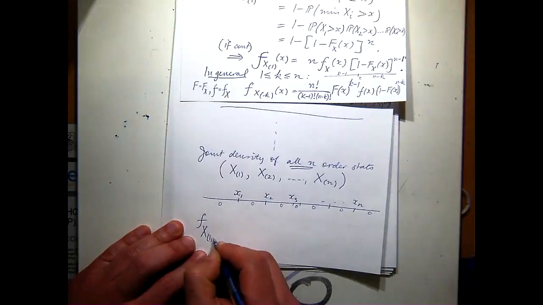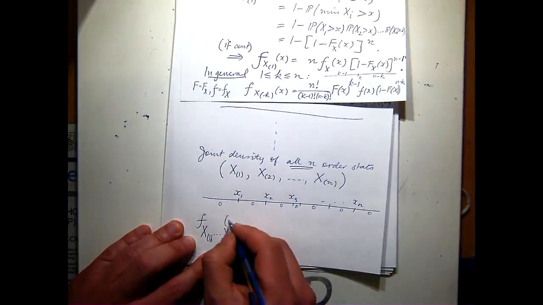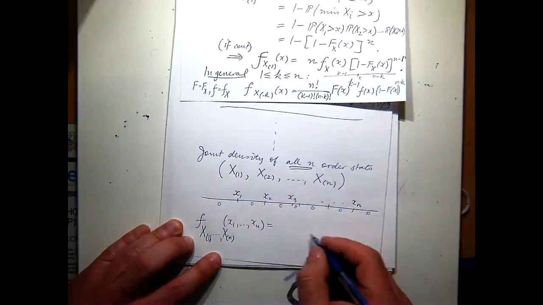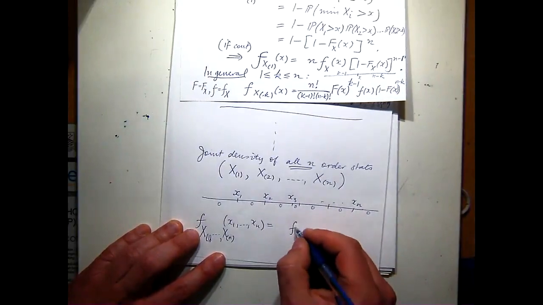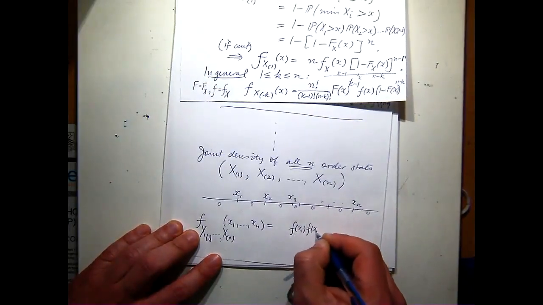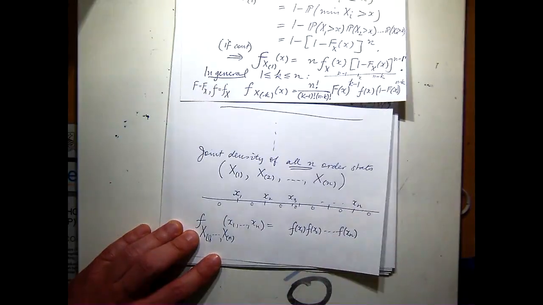The joint density of all the order statistics evaluated at the point x1 up to xn. So first of all, I have to have f of x1, f of x2, the density at each of those points, up to f of xn. Because they're continuous, there's no chance that they land on top of one another, 0 chance.